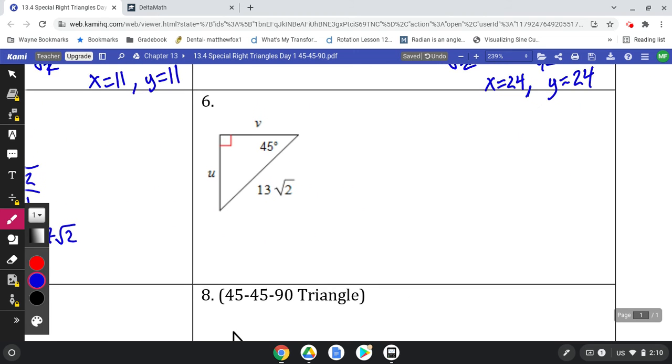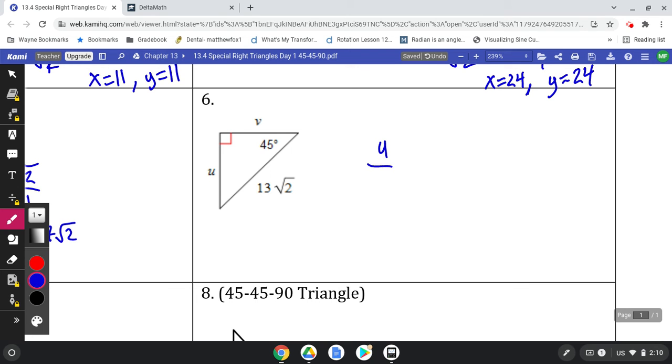Number 6, u and v will be the same. We can do u over 13 square root of 2 equals, u is the leg, hypotenuse is square root of 2, cross multiply.